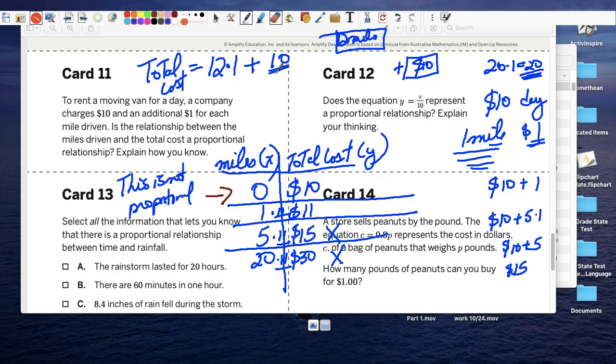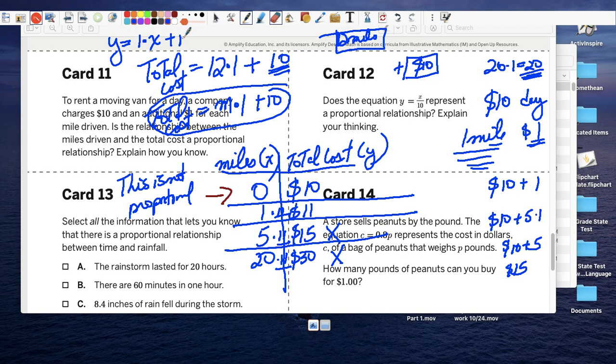$10 for the rental. So total cost is going to be the number of miles times how much each mile is, times 1, and then plus 10. So my equation looks like this: y equals 1 times x, plus 10. You don't have to write the 1, but just to show you that every mile is $1. $1 times the number of miles plus $10 that you have to give the rental company.